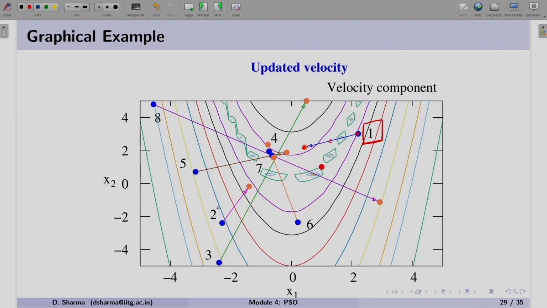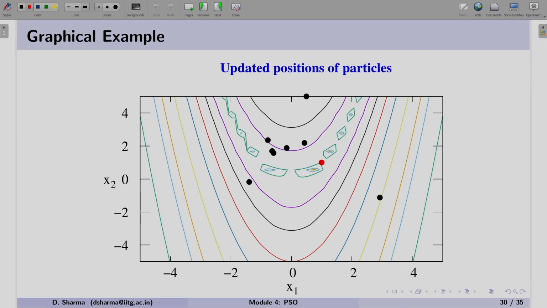Similarly, looking at solution number 2, this is the current position of the particle. This particular arrow, drawn in pink color, is the velocity component added to it, and finally we get the new position. For every particle from 1 to 8, the arrows are shown, and those arrows represent the velocity component of each particle. Thereafter, we have to update it. The current position plus the velocity will give us the updated position of each particle.